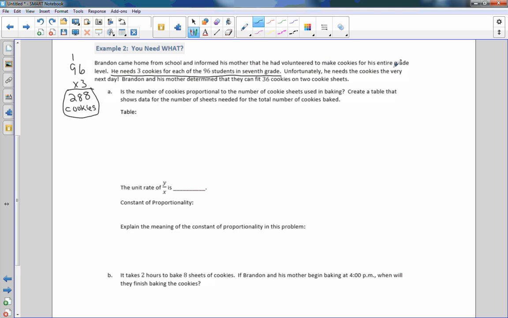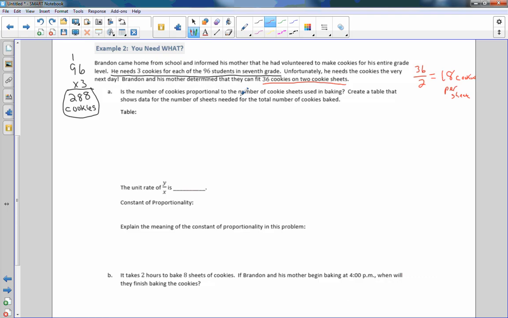So now, unfortunately, he needs the cookies the very next day. Brandon and his mother determined that they can fit 36 cookies onto 2 cookie sheets. So there's our next piece: 36 cookies onto 2 cookie sheets. So if I can get 36 cookies on 2 cookie sheets, then I can get 18 cookies per sheet. Okay, assuming the 2 sheets are equivalent in size.